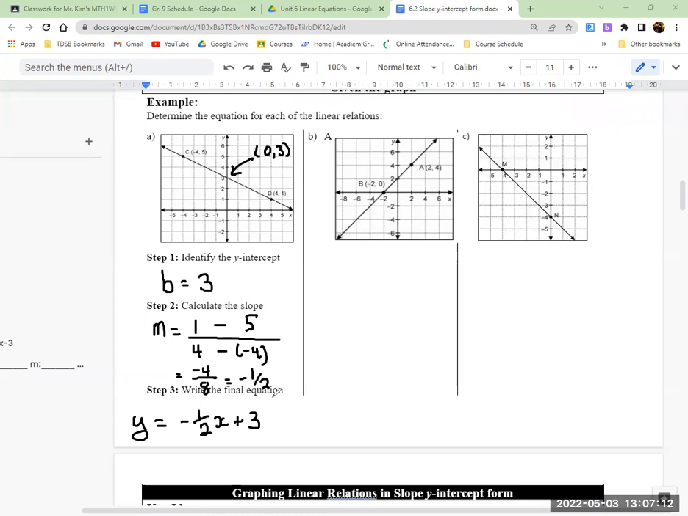Yes, and you know what this relationship is. You know that -1 over 2 is how we're moving along the line. You know that 3 is where we are starting on the y-axis.